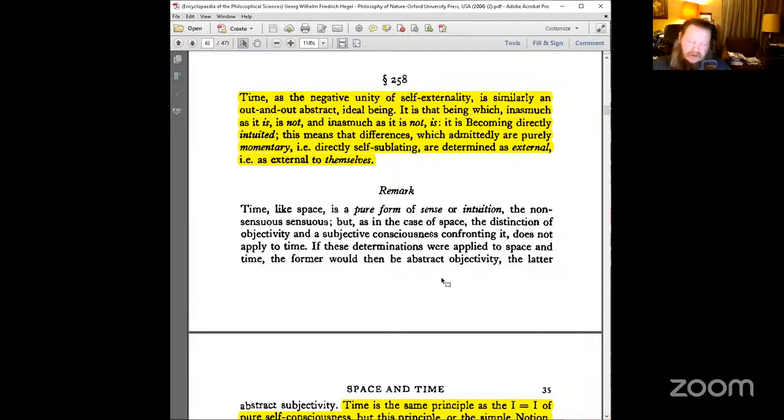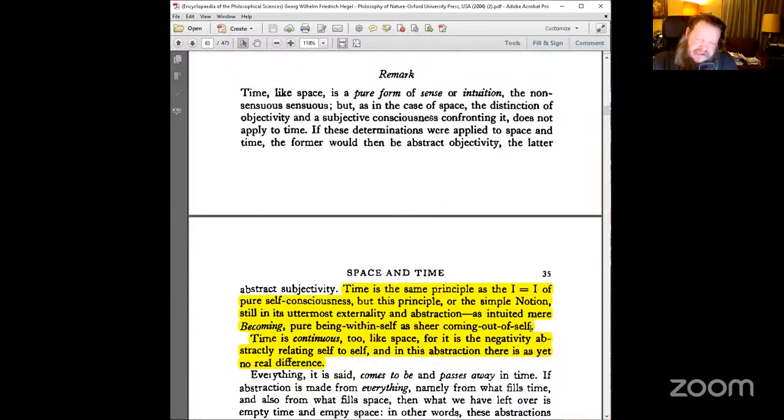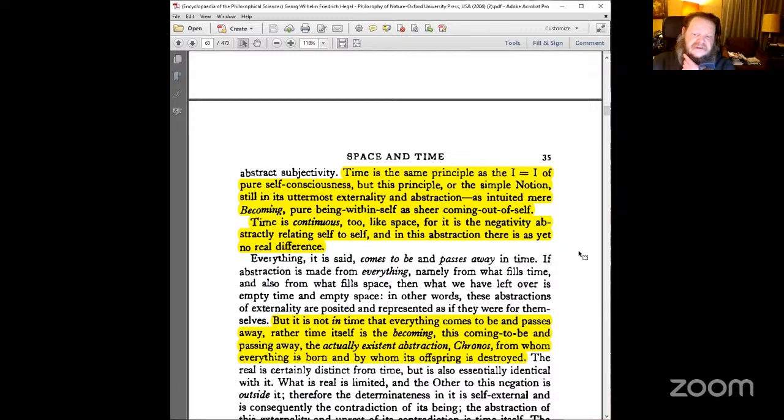Yep. And he says time, like space, is a pure form of sense or intuition, the non-sensuous sensuousness. Isn't that great? But as in the case of space, the distinction of objectivity and a subjective consciousness confronting it does not apply to time. Time is the same principle as the I equals I of pure self-consciousness. But this principle, or the simple notion, is still in its uttermost externality and abstraction, as intuited mere becoming, pure being with itself as sheer coming out of itself. Time is continuous too, like space, for it is the negativity abstractly relating self to self, and in this abstraction there is as yet no real difference.